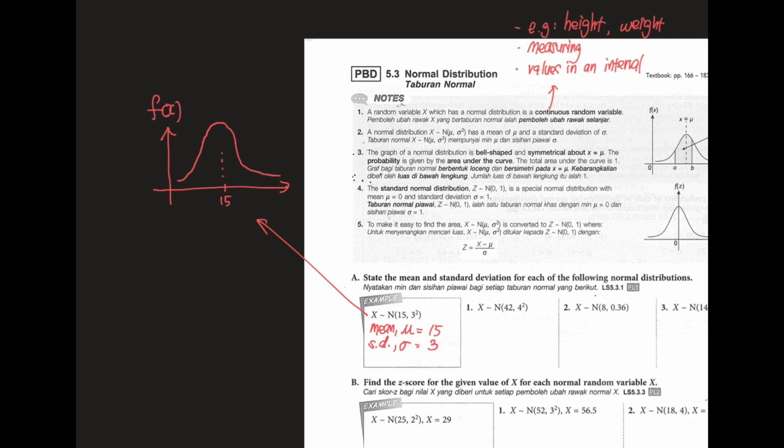So 15 is there. Standard deviation is 3. Standard deviation is somewhere around half of the mountain. The difference is 3 from both sides. It's something like that, standard deviation.